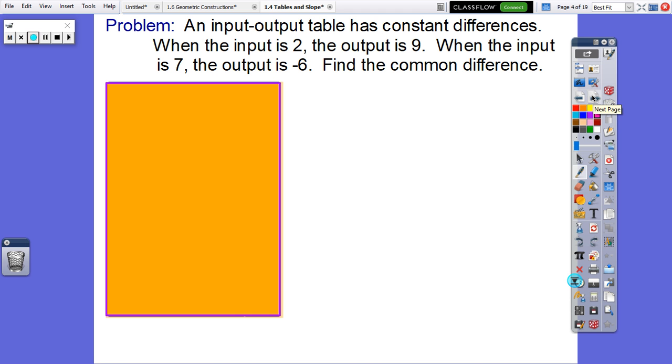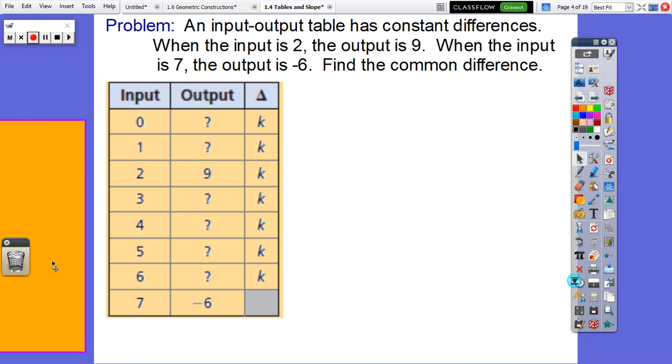Basically, what I'm asking you to do for this one: an input-output table has constant differences. When the input is 2, the output is 9. When the input is 7, the output is 6. Find the common difference. So what I'm asking you to do is to create a difference table for this one, and then figure out what your delta is. Common difference, constant difference, those mean that your delta is going to be the same every single time. So here's what your table should look like to start. If you want to pause it for a couple of minutes to work on the table, then when you're pretty well finished, you can unpause it and we'll continue.